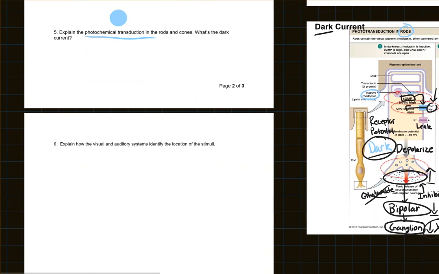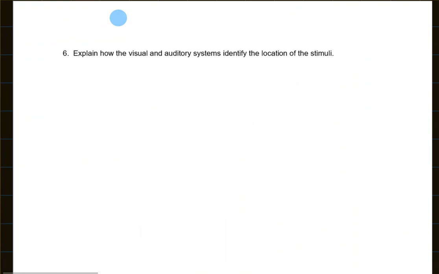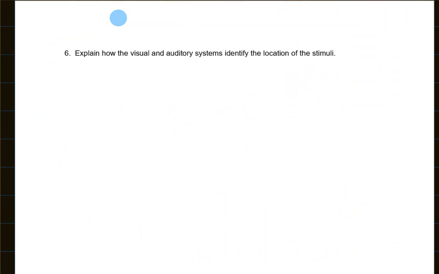All right, but let's move on because we're almost done. And the last one is pretty easy. It says explain how the visual and auditory systems identify location. Like I said before, the visual system is if it's in your visual field or not. That's how it identifies location. You have the right and left visual fields, and if it's in your field, then you can identify its location. That's why Dr. Chang said it's not a problem for your visual system. You either see it or you don't.